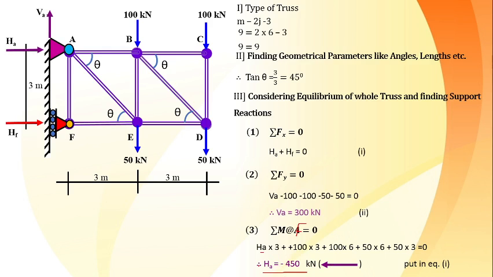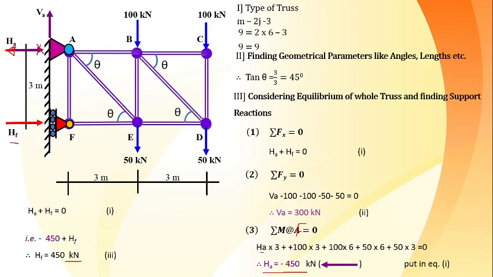Is it okay? HA is coming out to be negative, which means the assumed direction is wrong. So this is not acting in this direction, it has to act in the opposite direction. Now using the value of HA equal to minus 450 in equation number 1, we get HF is equal to 450. As HF is coming out to be positive, it means the assumed direction of HF is correct. Only the assumption has been wrong for the force HA. It is not in the positive x direction, it is in the negative x direction.